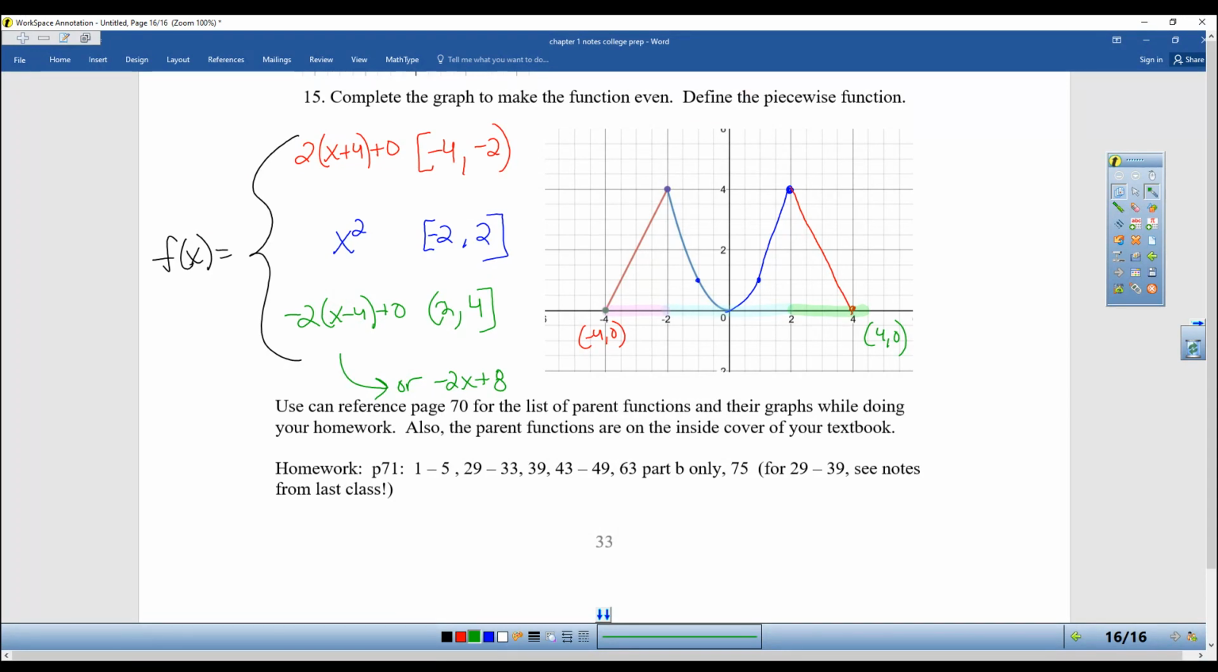Please make sure that you do your homework on graph paper. You can see how exact these are. I want you to do a good job. Your homework is worth 10 points. So do a nice job, everybody, and have a great rest of the day.